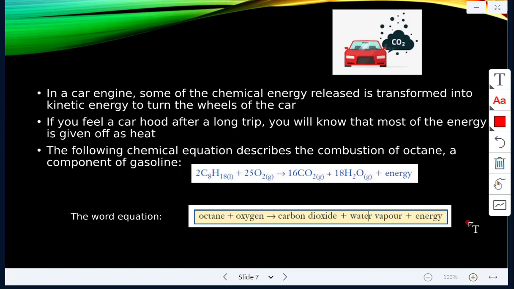So some of this chemical energy is transformed into kinetic energy. Kinetic energy is just the energy of movement. So basically it turns the wheels of the car so that the car can move. But also a lot of the energy is given off as heat, and you can feel that when you touch the hood of a car.